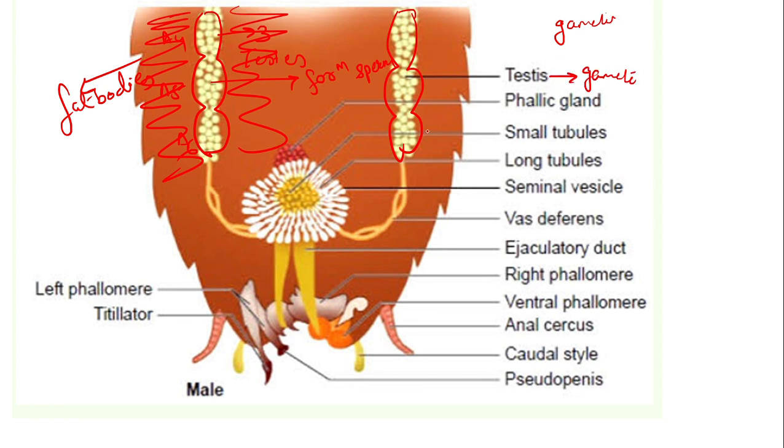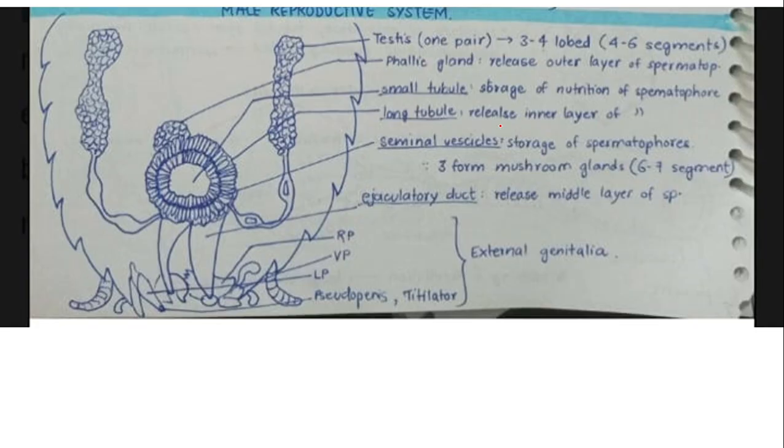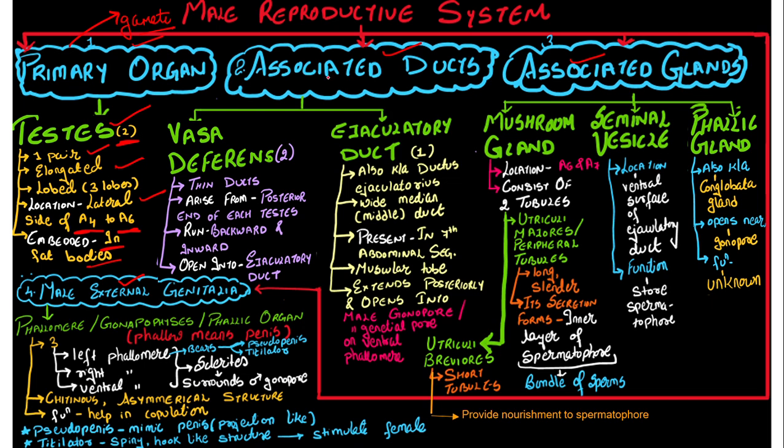Now, these gametes have to be transported. So there will be ducts which help in the transportation of the sperm. These ducts we call associated ducts. Now, 2 ducts will be there, the Vasa deferens and the ejaculatory duct. How many Vasa deferens? 1 from each testis. So 2 Vasa deferens will be present.